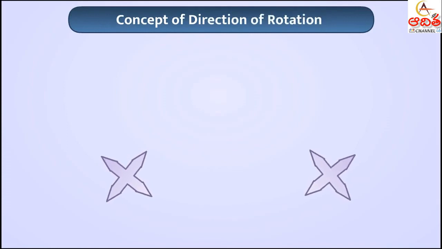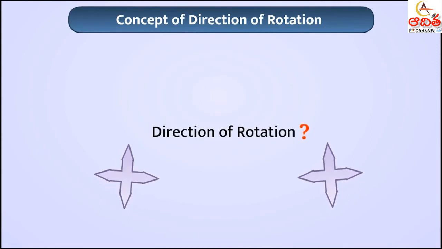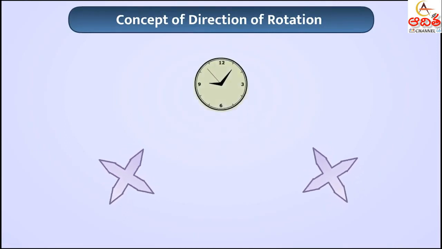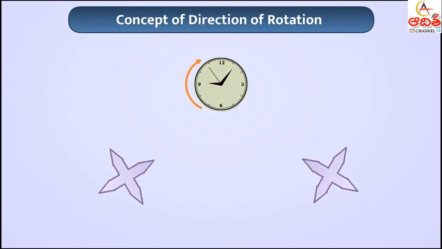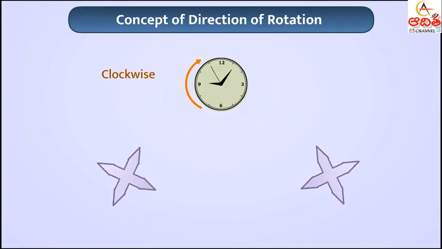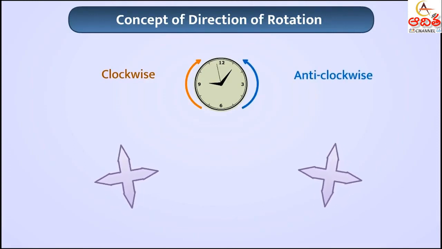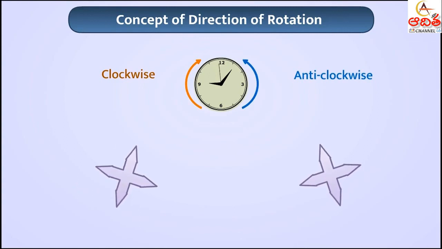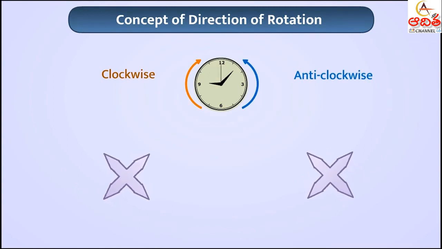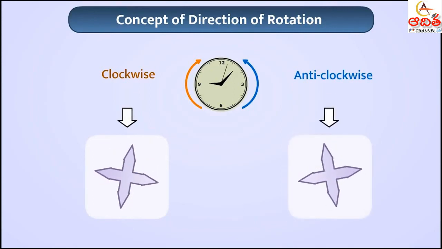Simultaneously, let us understand the concept of direction of rotation. When we talk about rotation or the action of rotation, then it is often necessary to specify the direction of rotation. For this, we use the direction of the hands rotating in the clock. The hands of a clock rotate in the same direction. The direction in which they rotate is known as the clockwise direction, and the opposite direction is called the anti-clockwise direction. Using this, we tell the direction of rotation of an object. Like here, this object is rotating clockwise, while this object is rotating in the anti-clockwise direction.